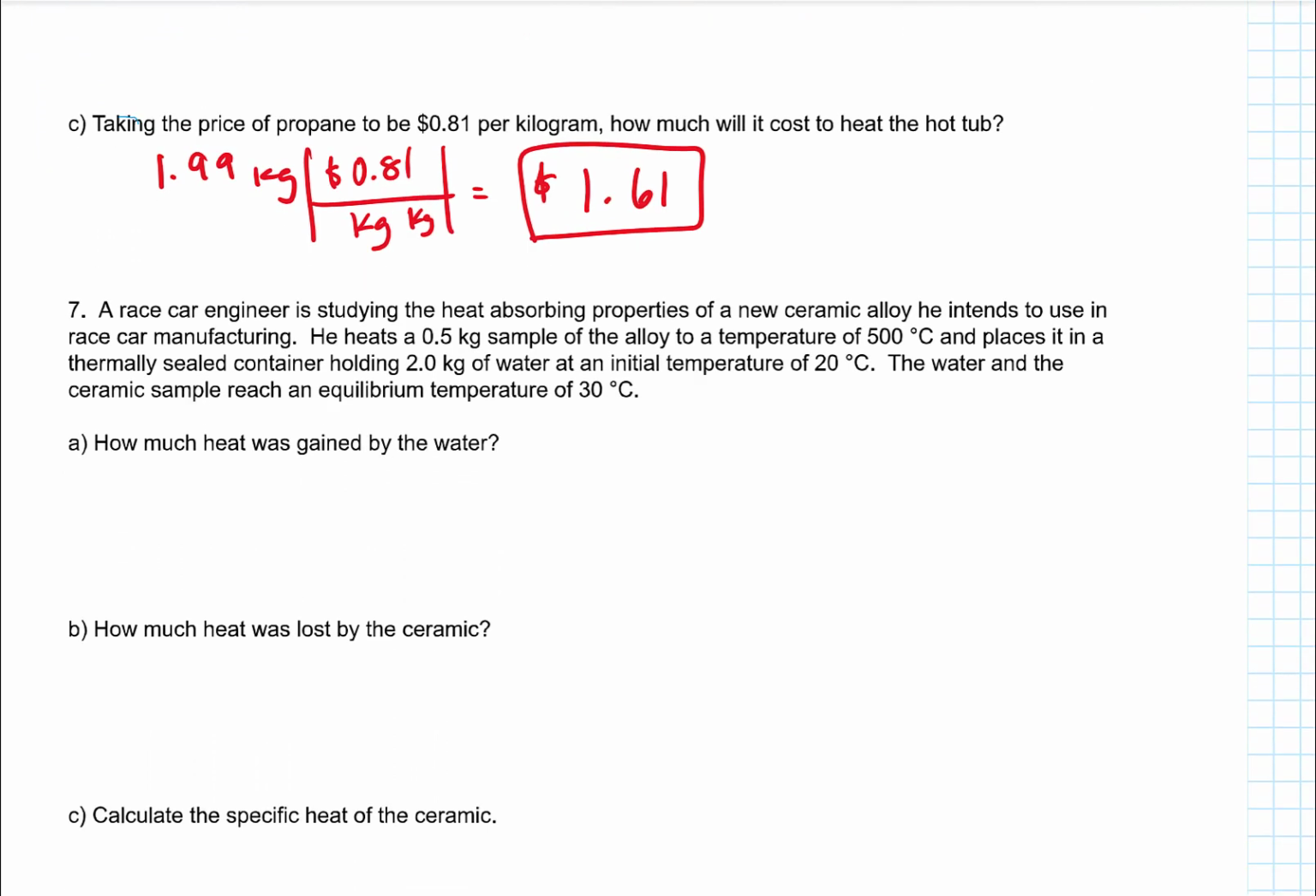A race car engineer is studying the heat-absorbing properties of a new ceramic alloy he intends to use. He heats the sample. So this is all stuff for the alloy. That's its mass, to a temperature of 500 degrees Celsius. That's its initial temperature, and places it in a thermally sealed container holding 2 kilograms of water. That's a different mass. We'll make that blue. That's water's mass at an initial temperature of 20 degrees Celsius. That's the initial temperature for the water. At the end, the final temperature for both is 30 degrees Celsius.